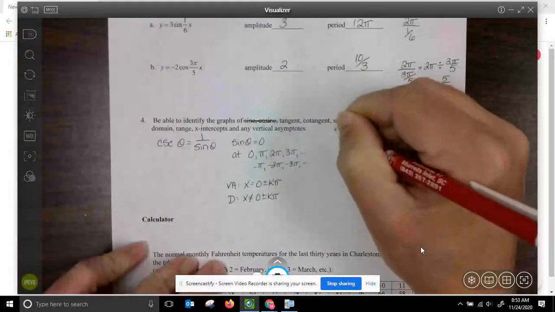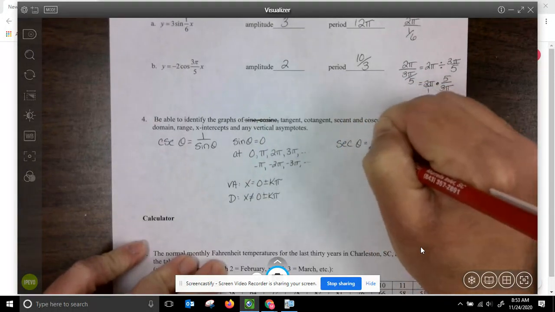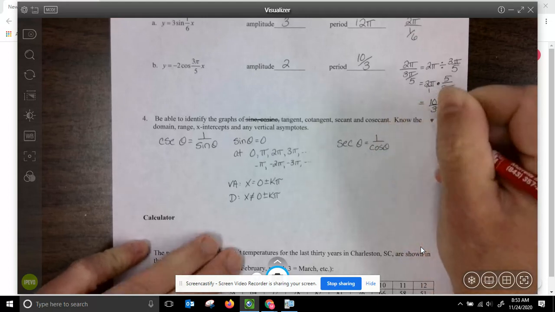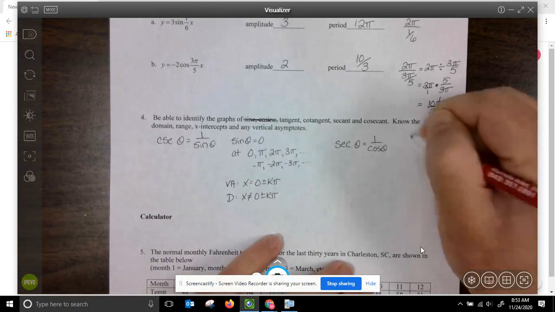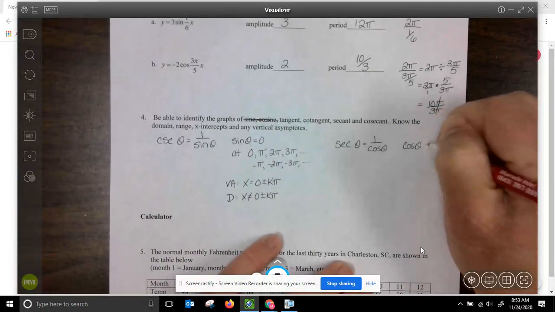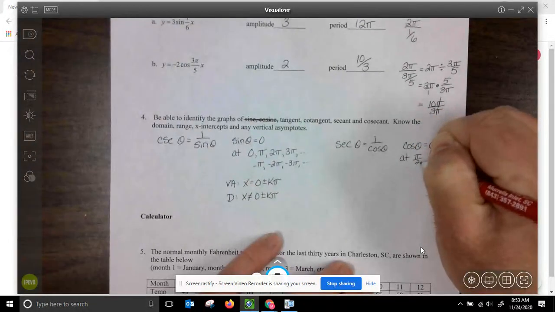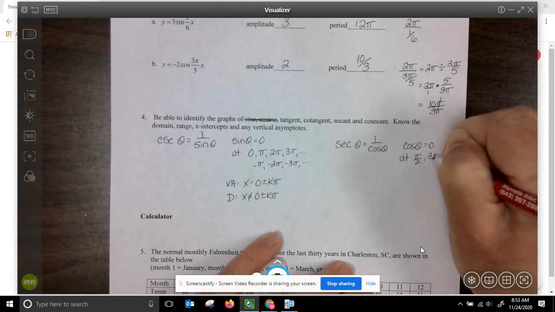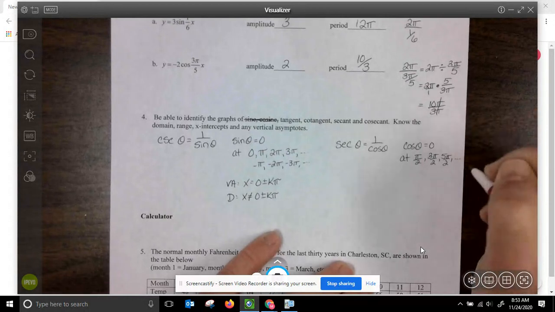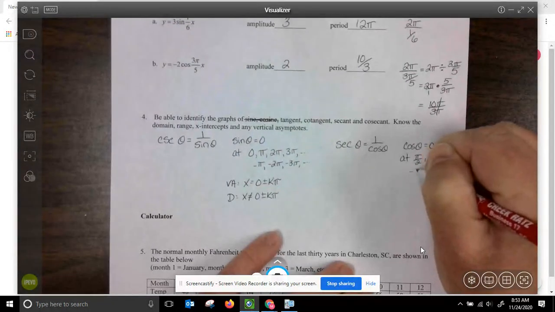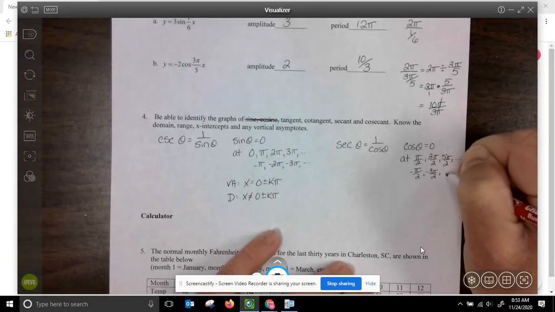All right. We can also similarly think of secant of theta as 1 over cosine of theta. So again, wherever my denominator is 0 is where I'm going to have vertical asymptotes. Well, cosine of theta is equal to 0 at pi over 2, 3 pi over 2, 5 pi over 2, etc. if you keep going around the unit circle.